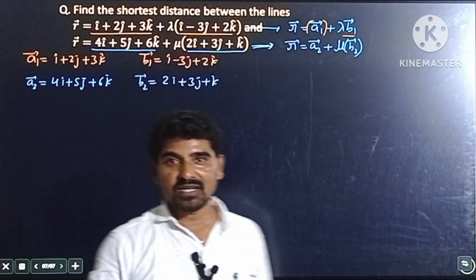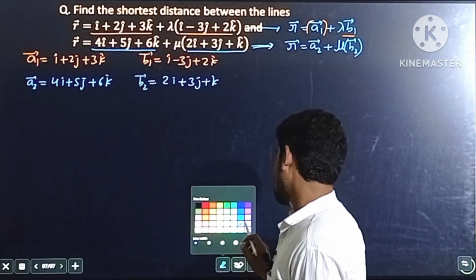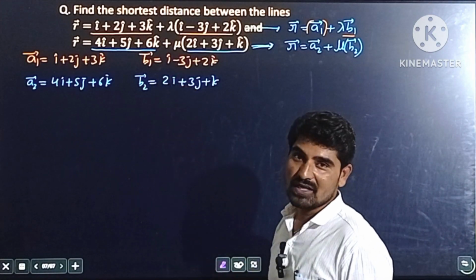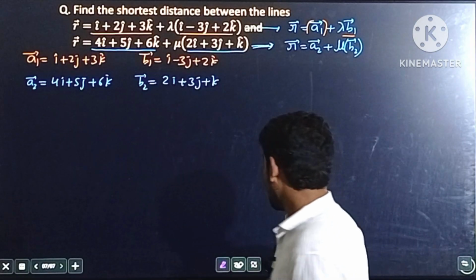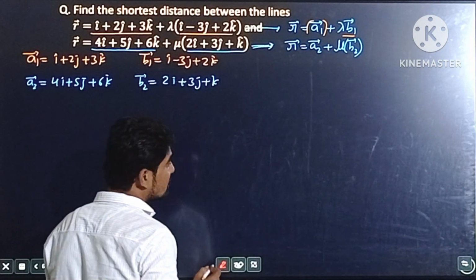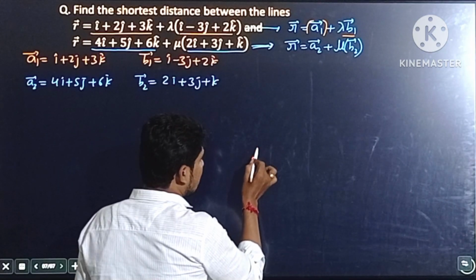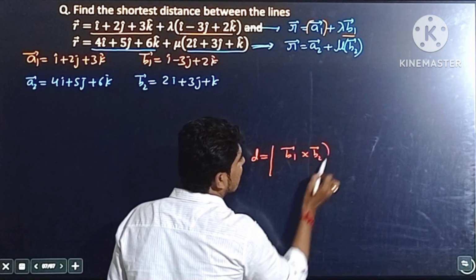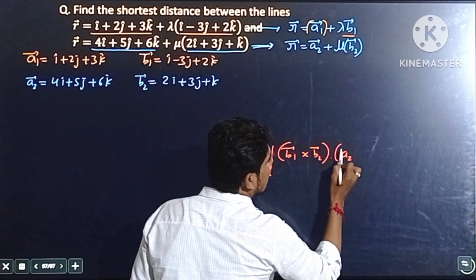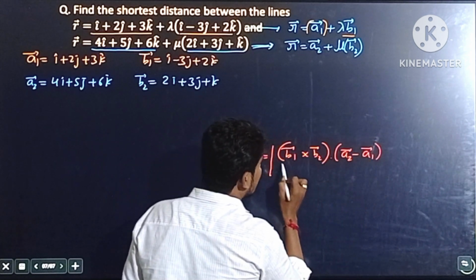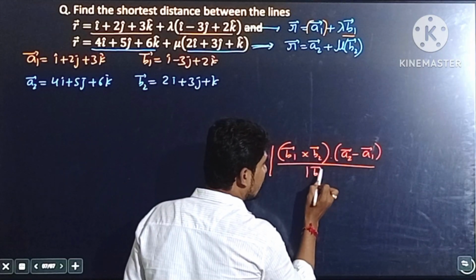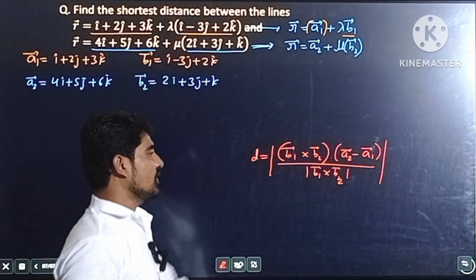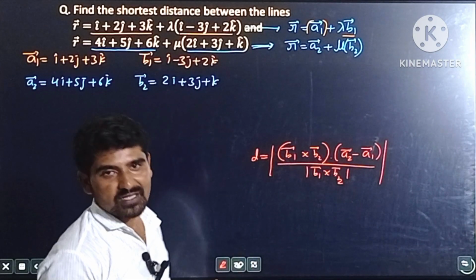I hope all of you are understanding. And we know the formula to find the shortest distance between two skew lines. Here b1 vector is different from b2 vector, therefore these two lines are skew lines. The formula is d equals the modulus of (b1 vector cross b2 vector) dot (a2 vector minus a1 vector) divided by the magnitude of b1 vector cross b2 vector. So we need the values of a2 vector minus a1 vector and b1 vector cross b2 vector.